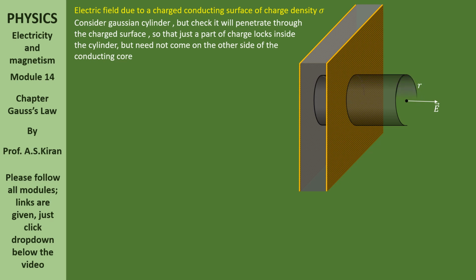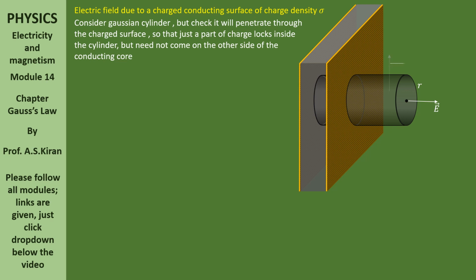There is a Gaussian cylinder. Here in this case, we are not considering the Gaussian cylinder on the other side. The Gaussian cylinder's penetration stopped in the middle of the conducting block because there is already some charge inside it.